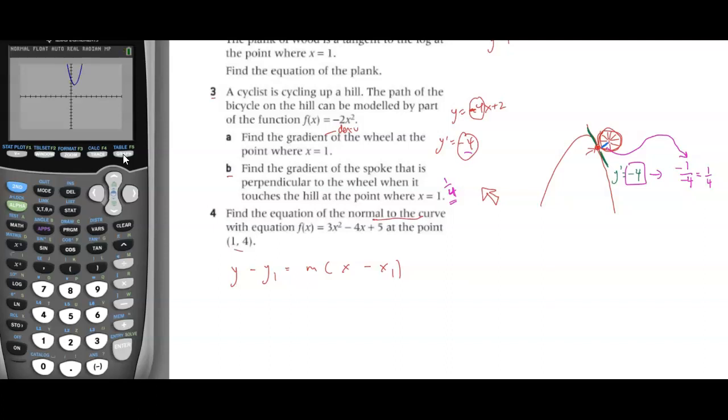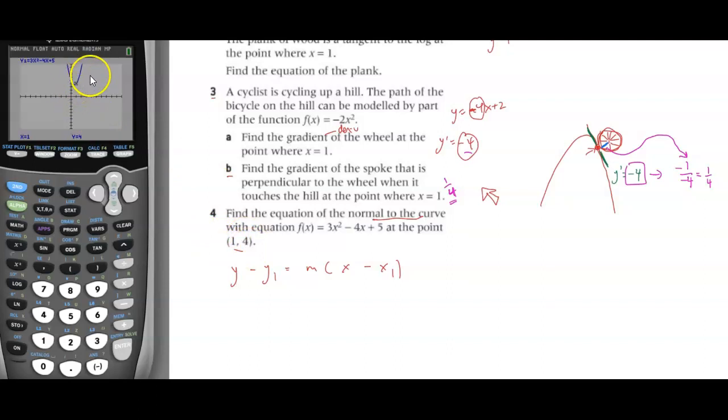So where is 1, 4 anyway? I'm just going to do a trace to see where it is. If you remember, you just do trace 1, and it'll show you where the point is. Trace 1, enter. And so the point is here at 1, 4. They already gave me the coordinates. So here's the point where I want to draw the normal to the curve.